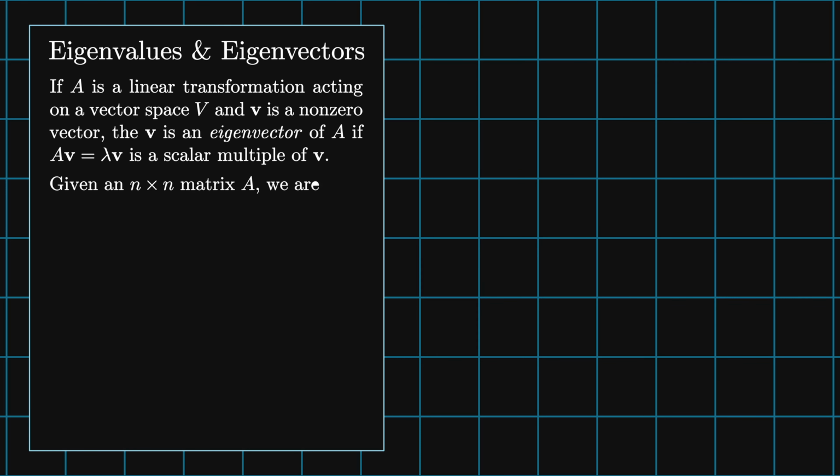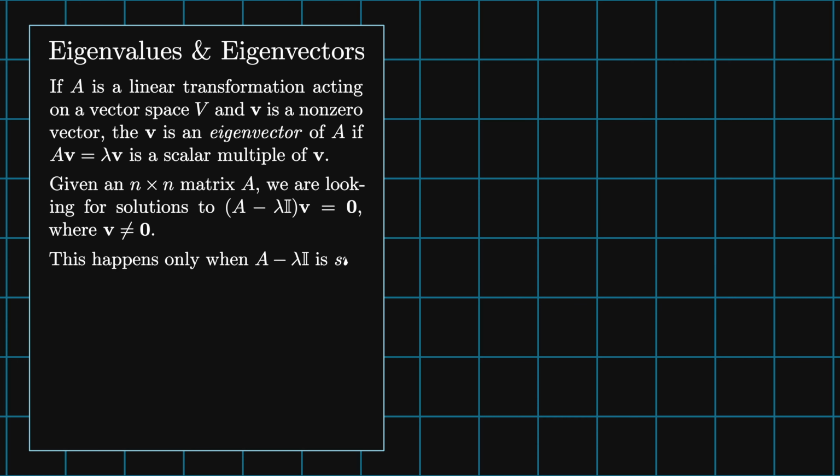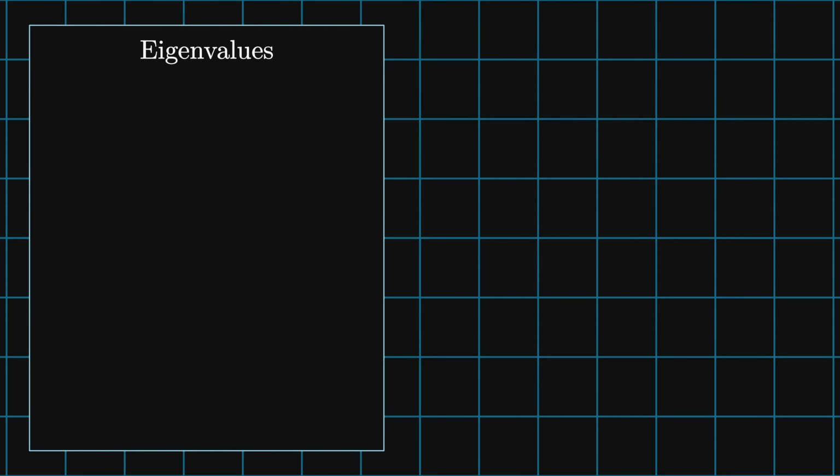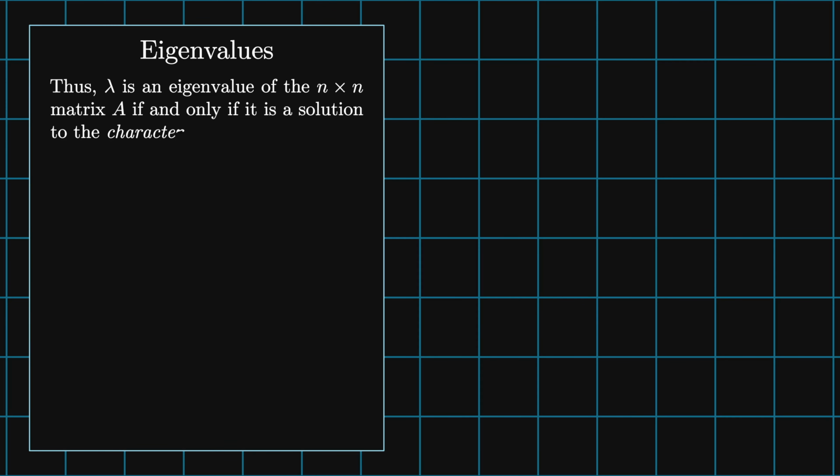We can implement this for an n by n matrix A by looking for solutions to (A minus lambda times the identity) acting on v equals 0 for some non-zero vector v. This only happens when A minus lambda I is singular, that is, it has rank less than n. If a matrix is singular, it has zero determinant. So the determinant of A minus lambda times the identity is also equal to 0. An eigenvalue, lambda, is a solution to the characteristic equation P equals the determinant of A minus lambda times the identity equals 0.